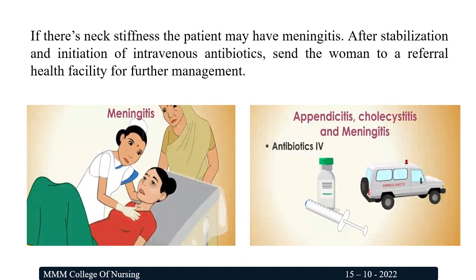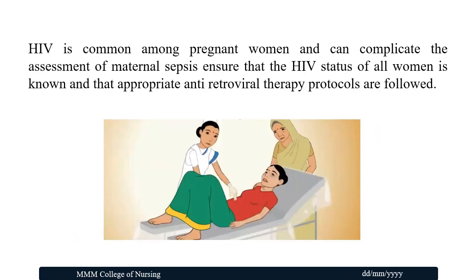And if there is neck stiffness, the patient may have meningitis. After stabilization and initiation of intravenous antibiotics, send the woman to a referral health facility for further management. So if you suspect appendicitis, cholecystitis or meningitis, you have to start the antibiotics and refer the woman for further management.